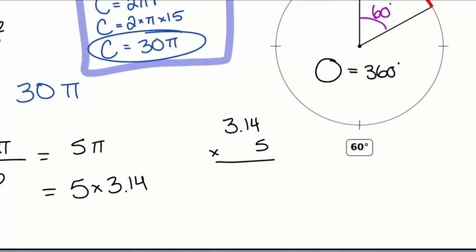But let's go. 4 times 5 is 20. Carry the 2. 1 times 5 is 5. Carry the 2 is 7. And then 3 times 5 is 15.